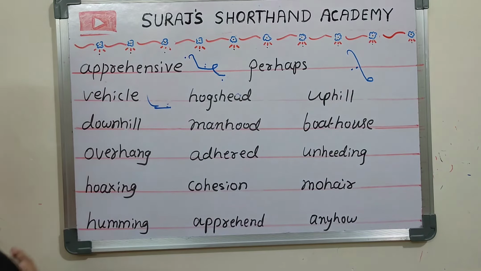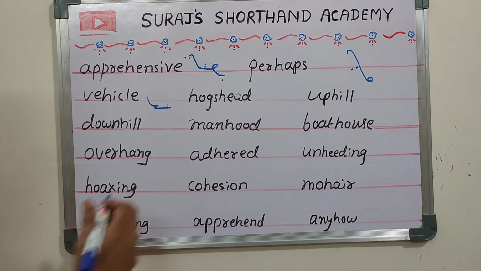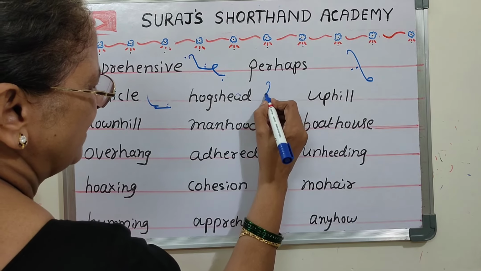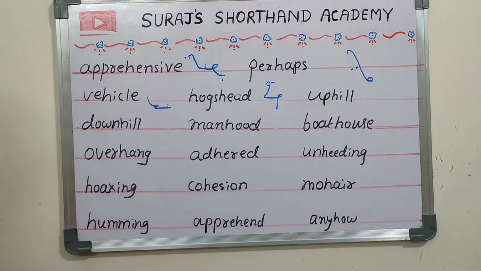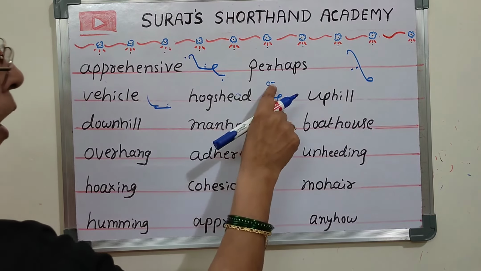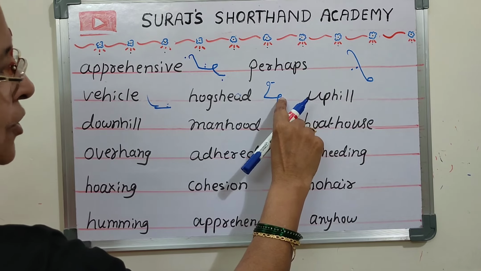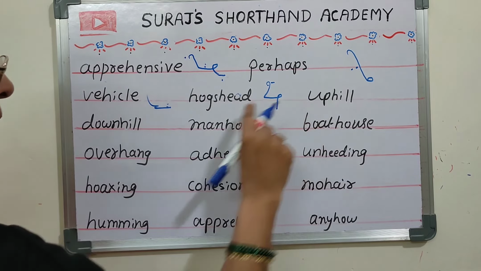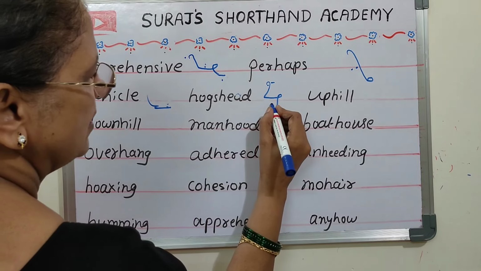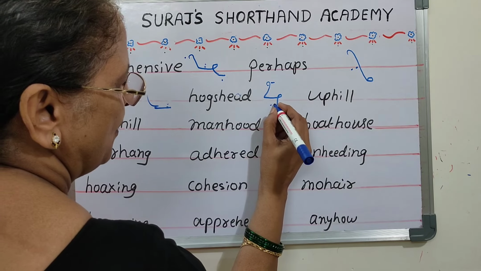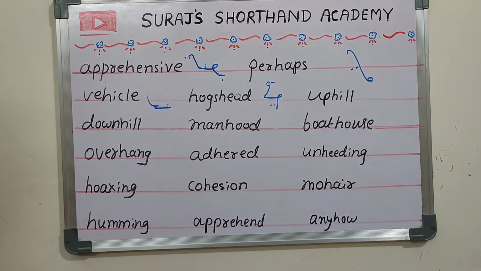Vehicle. And hog's head. This is A spelling. Hog's head. Now, hog's head is like this. Now, this is hogs. For head, the H sound is not there. Hogs, this is S. It is not H. Okay. Now, they mentioned double dot. Hogs, head, the double dot. Here, the H sound they have written.